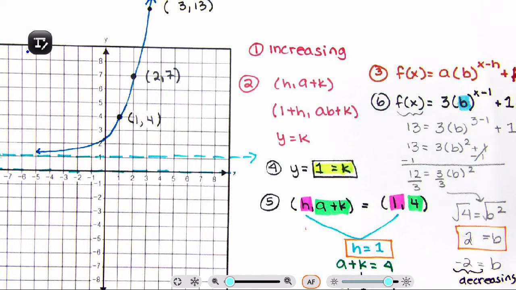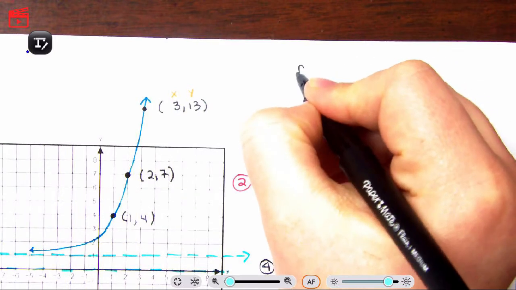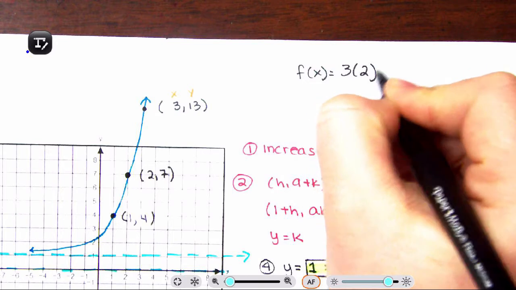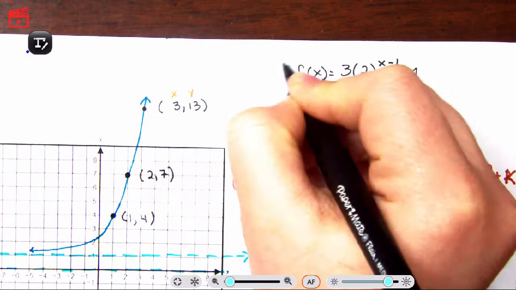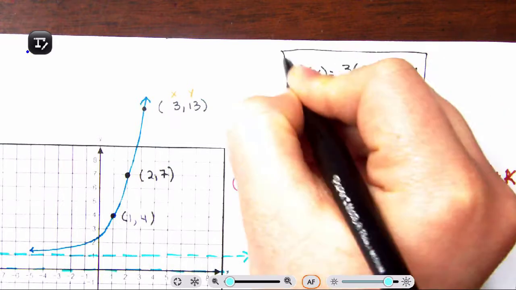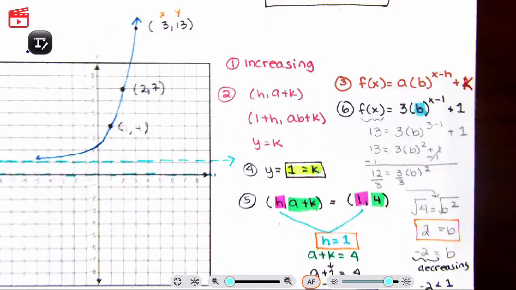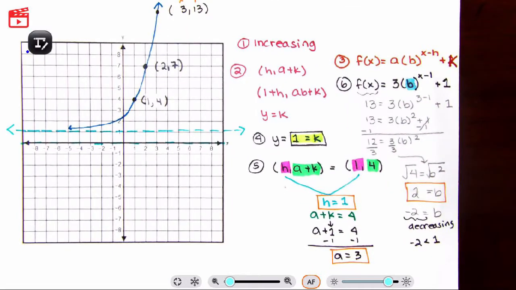So for our final answer, let me write it up here. We have f of x is equal to 3 times 2 to the x minus 1 power plus 1, and that is our equation for the given function. I'm going to zoom out just a little bit for you guys to see a little bit more of what happened, and we're going to write in our steps.